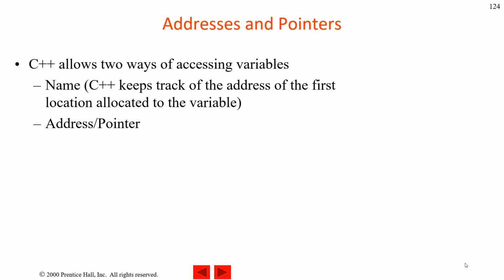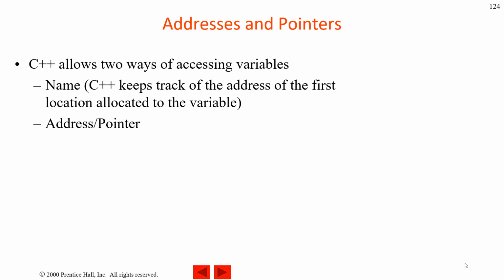So C++ basically allows two ways of accessing variables. The first one is the name of the variable, and the second one is direct access. It is the address or the pointer. So to access the same location, you have two ways. One is the name, and the second is the actual address.